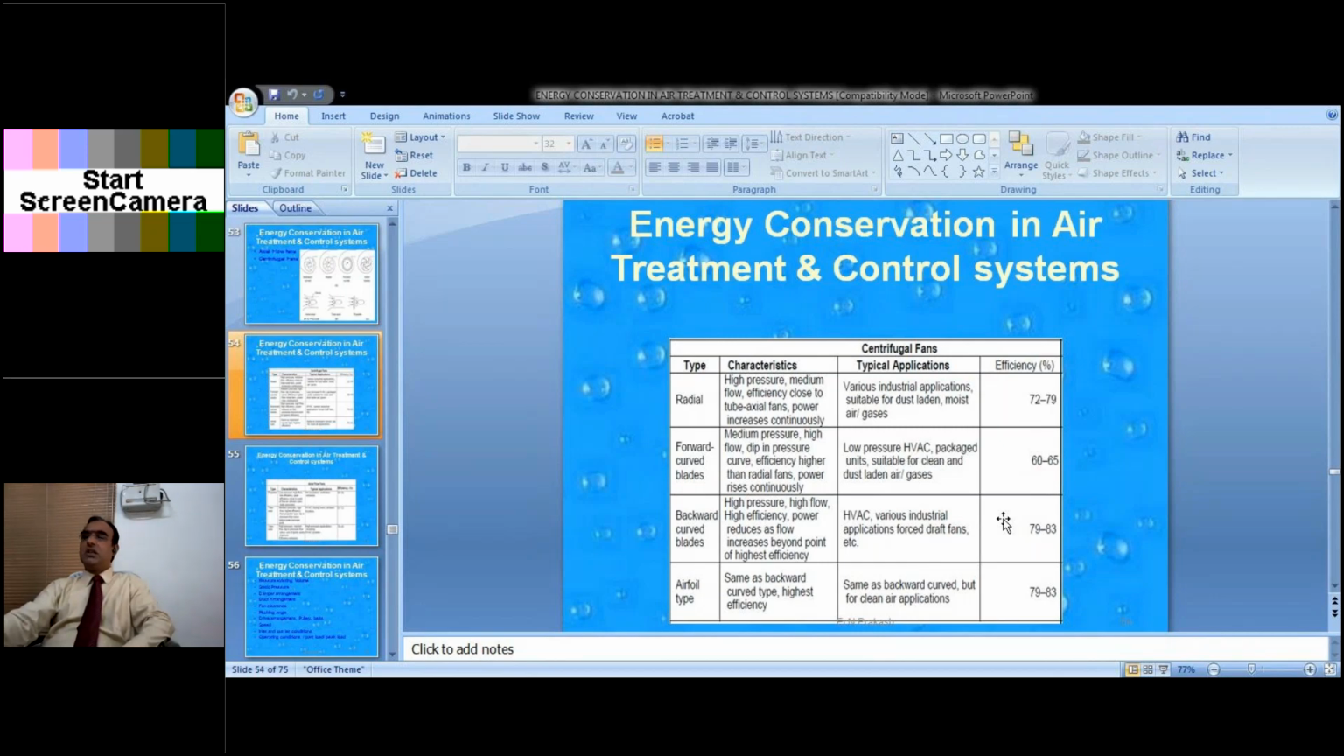Then medium pressure tube axial, about 67 to 72%, is the tube axial. Vane axial is the most efficient one, 78 to 85%.